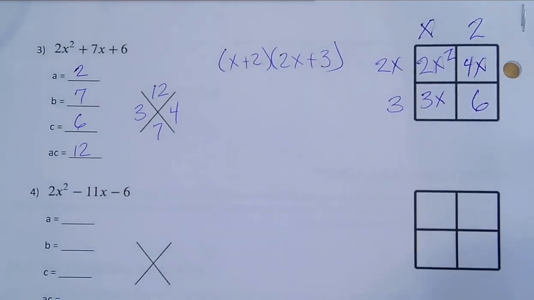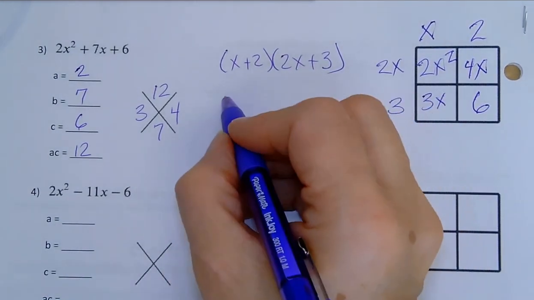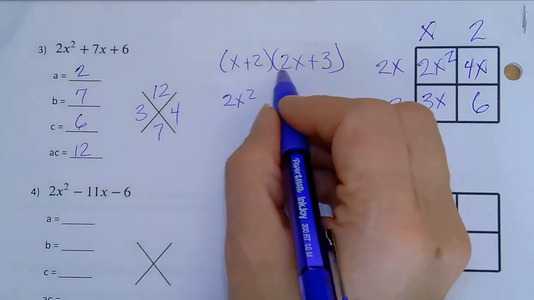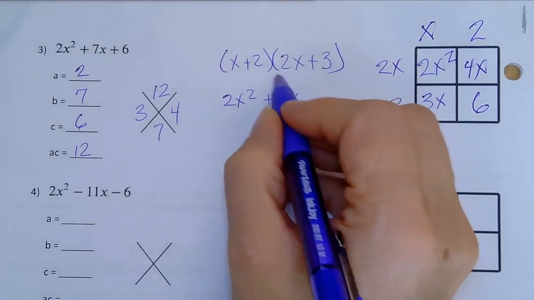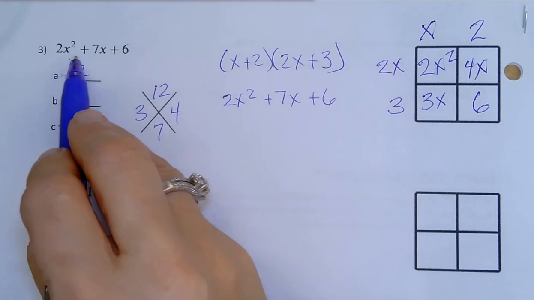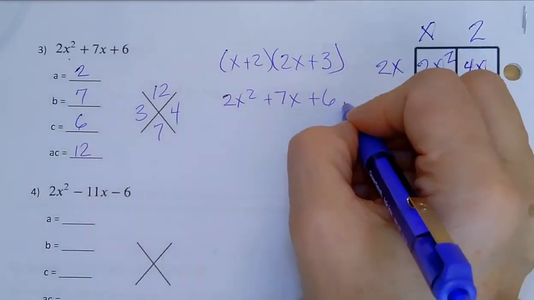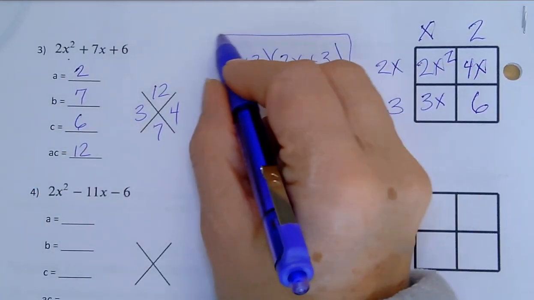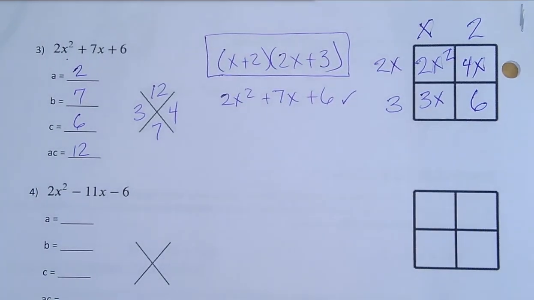Always check it. It just takes a second. X times 2x is 2x squared. Outer is 3x, inner is 4x, so that's 7x. And last is 6, 2x squared plus 7x plus 6. So since that worked, I know those are the factors. All right.